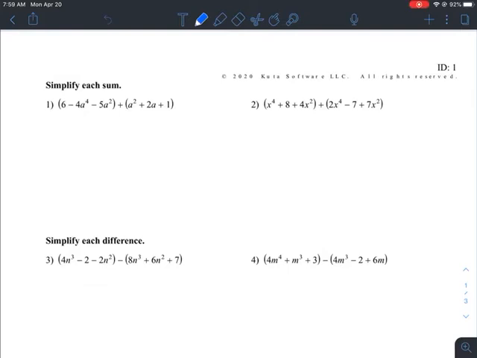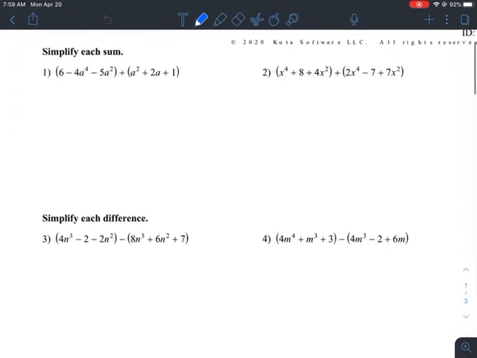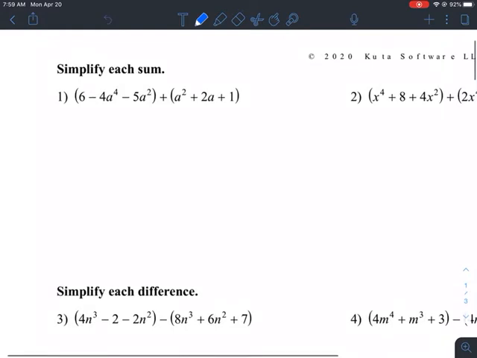Hi guys. This week we're going to be working on operations with polynomials. This is just going to be over adding and subtracting. With adding, it's really just combining like terms, okay?